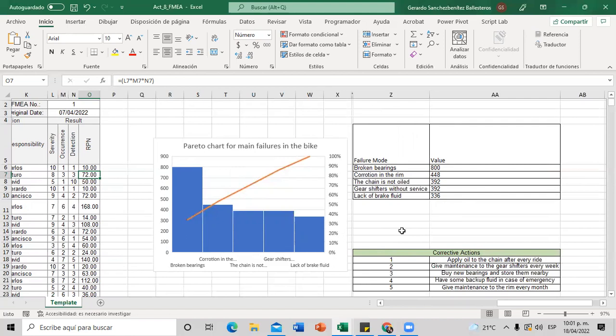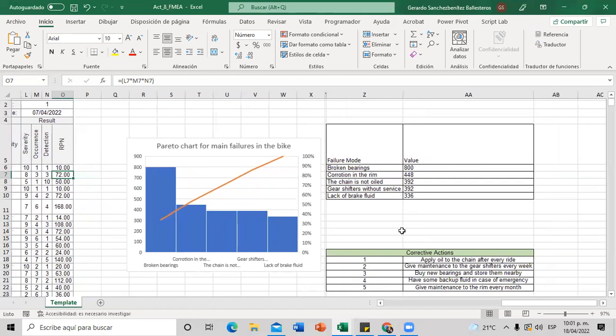The following causes represent the 80%: the broken bearings, corrosion in the brakes, the chain is broken, the gear shifters, and lack of brake fluid. So we have to pay more attention to these problems on the bike to prevent some dangerous problem.